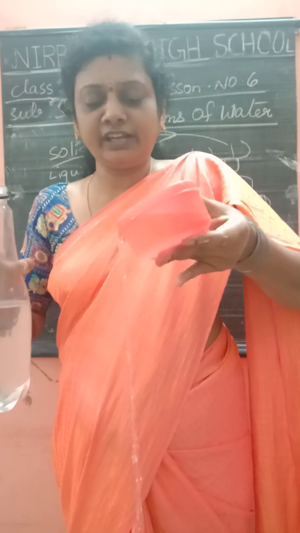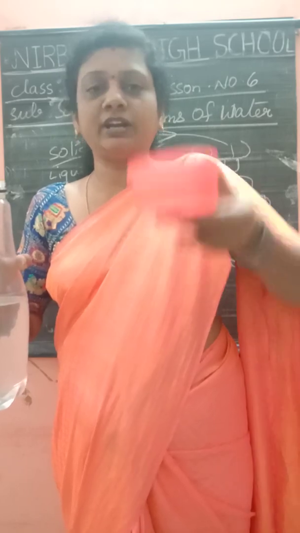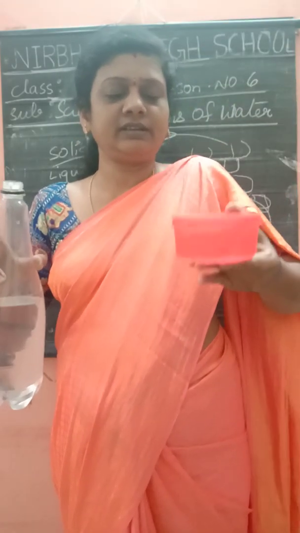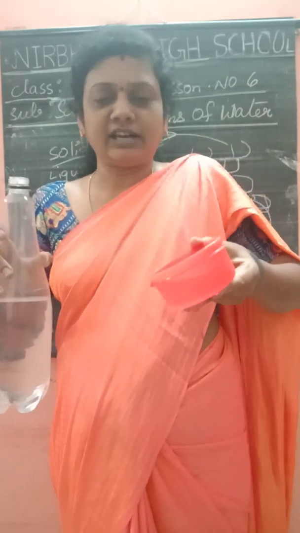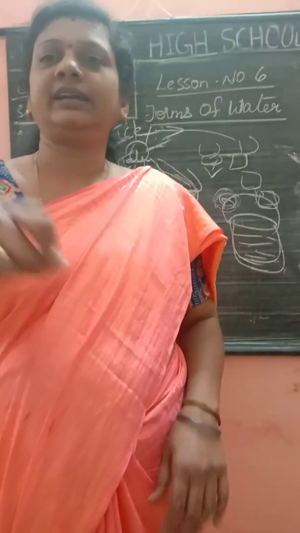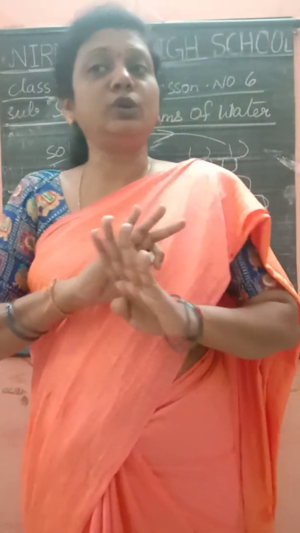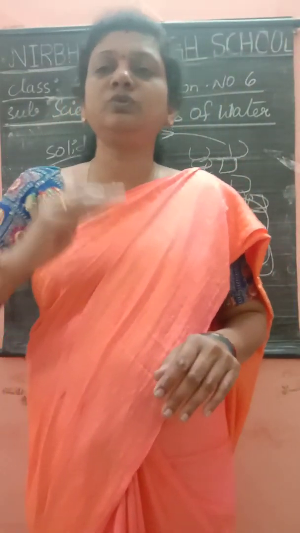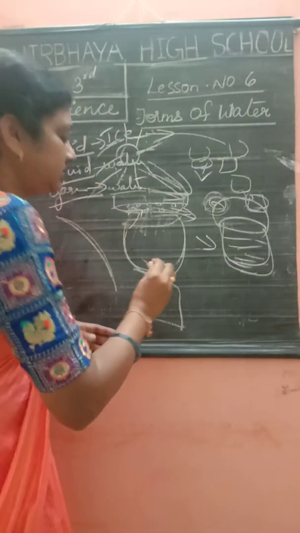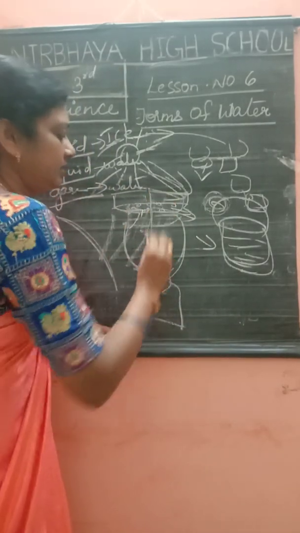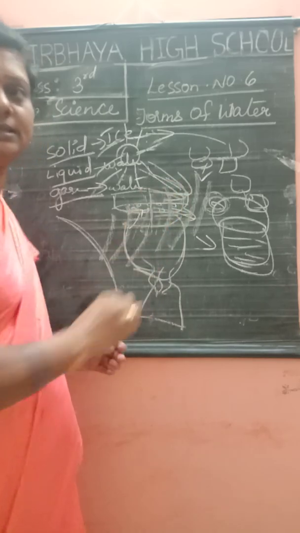Yes, the water is flowing downwards. If I put it up also, what happens? It comes down. Yes, understood, children? Yes, the next one is water vapor. Water vapor has no shape. It always moves upwards. It goes upwards only.